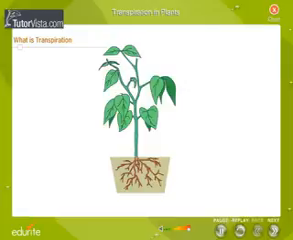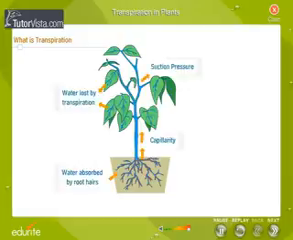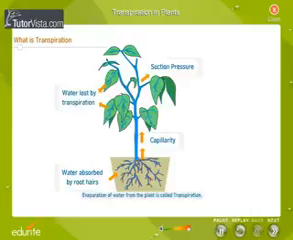The roots of plants absorb water and mineral salts from the soil through the root hairs by the process of osmosis. Only a small percentage of this water is used by the plant. The rest gets evaporated from the surface of leaves. This evaporation of water from the plant is called transpiration.